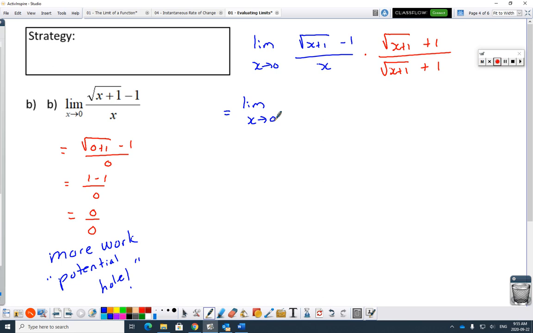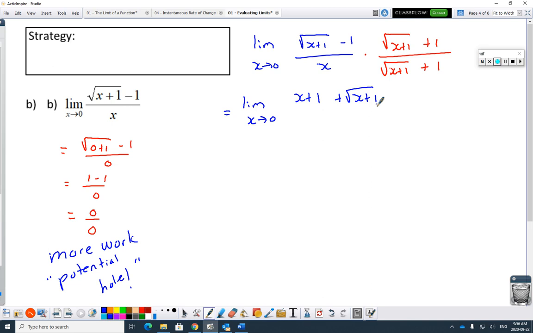And here's the beauty of the conjugate. There's square roots in the numerator. When you go root x plus 1 times root x plus 1, you get x plus 1. When you multiply a square root times itself, it disappears. Then when I'm doing this FOIL on the top, I get a root x plus 1. And at that moment, you lose faith in the conjugate. You're like, now I got a root in there.